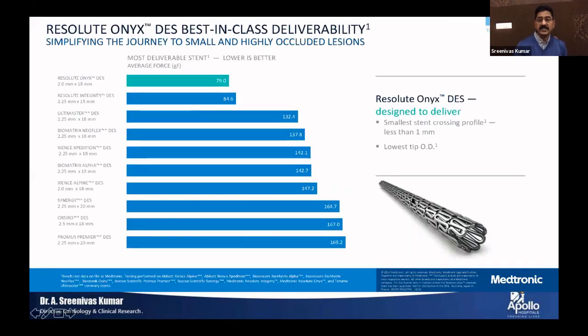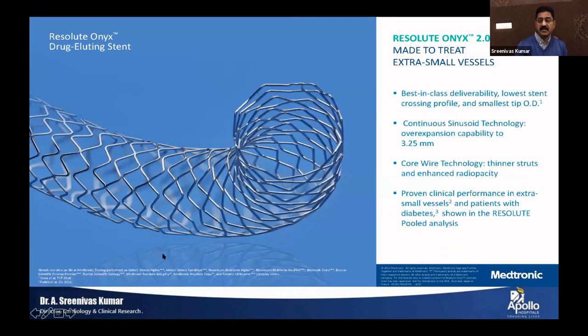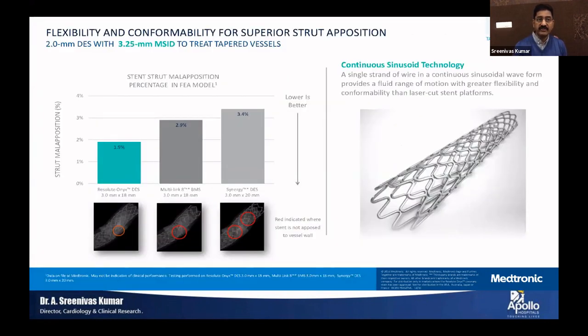They modified the stent design to the Onyx platform, to make it more and more deliverable, and stent sizes also decreased. Even from 2mm it was made available, and that's how this went on to treat small vessels also. Small vessels, they said 2mm, 2.25mm.